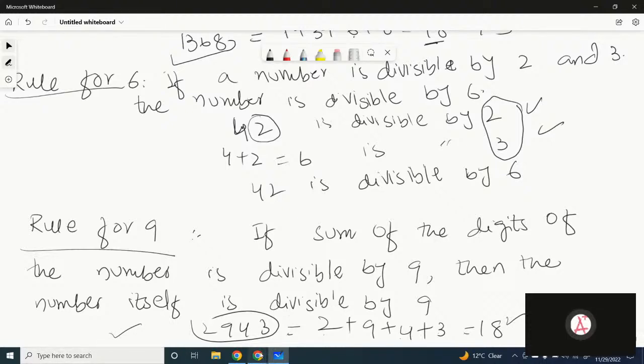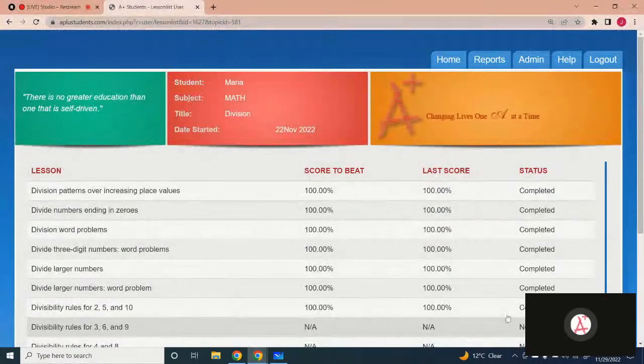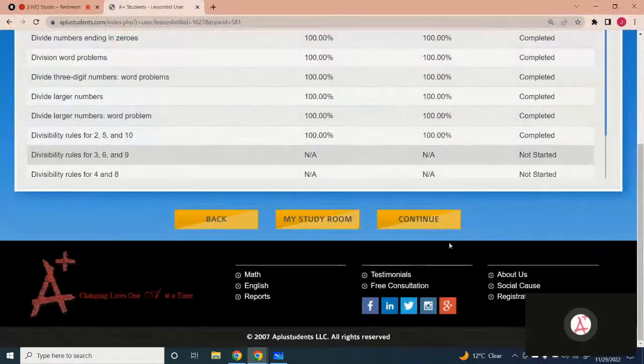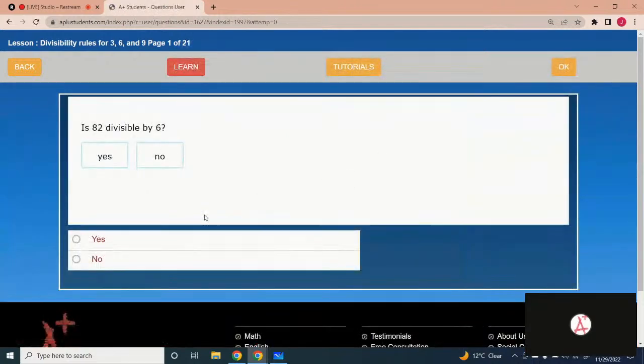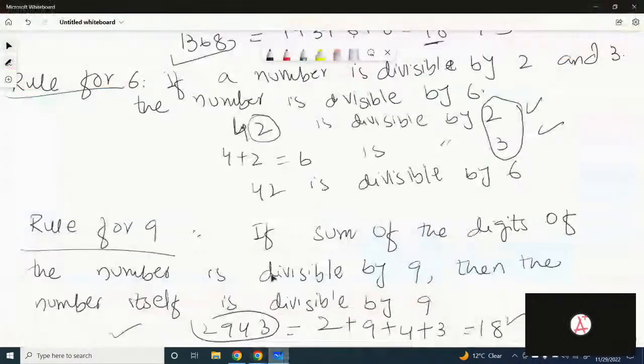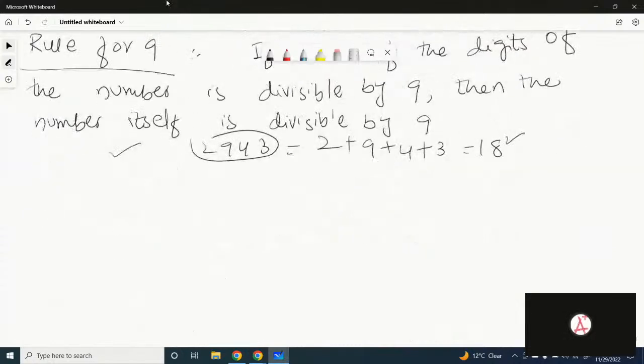Okay, these are the rules. Let's just do the test questions. Just keep these rules in your mind, apply them on the numbers, and you'll get your answers. Got it? Let's start with the first one. Okay, is 82 divisible by 6? So the divisibility rule for 6 is that the number must be divisible by 2 and 3. Got it? So let's check if 82 is divisible by 2 and 3.